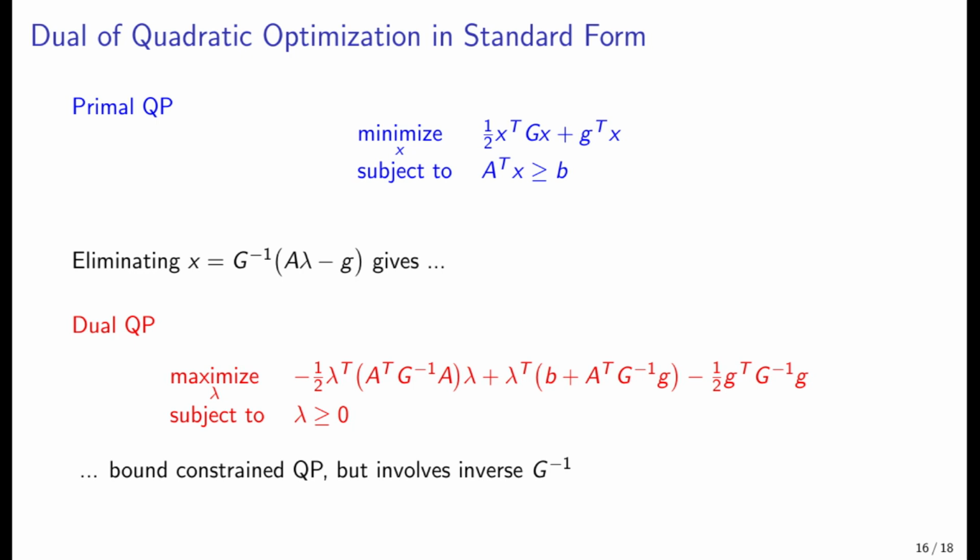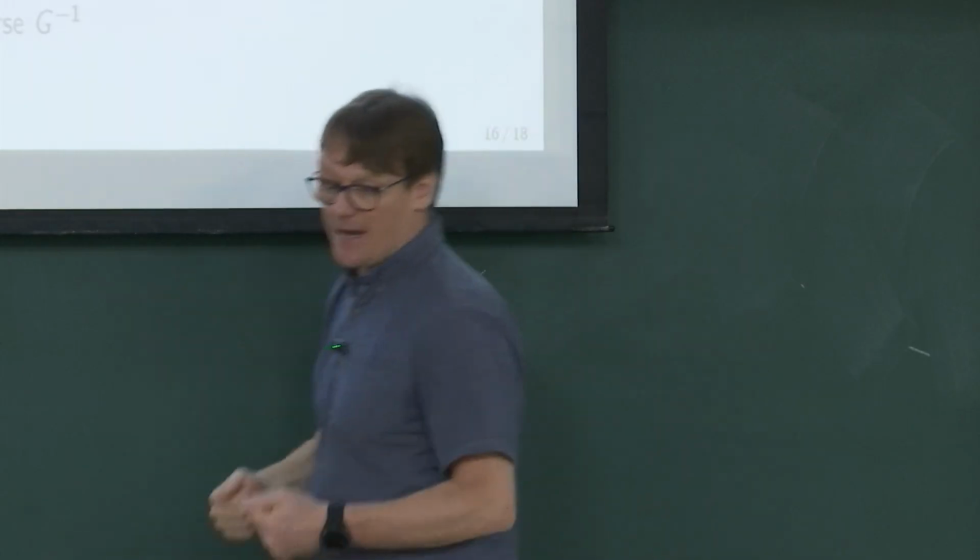So whenever I write down an inverse, I would not ever form an inverse. You would form a factorization of that matrix G and then operate with those factors.